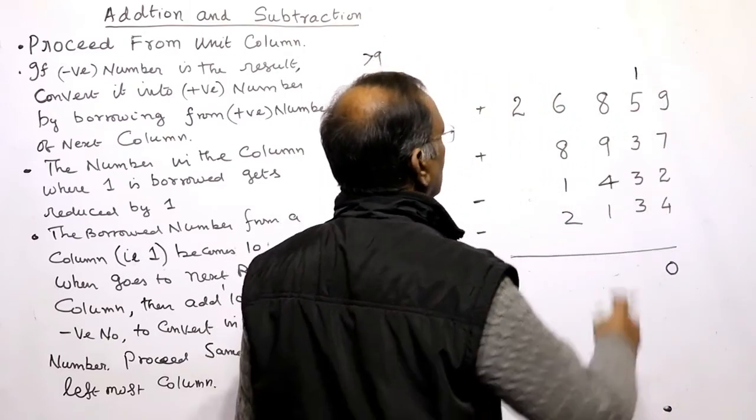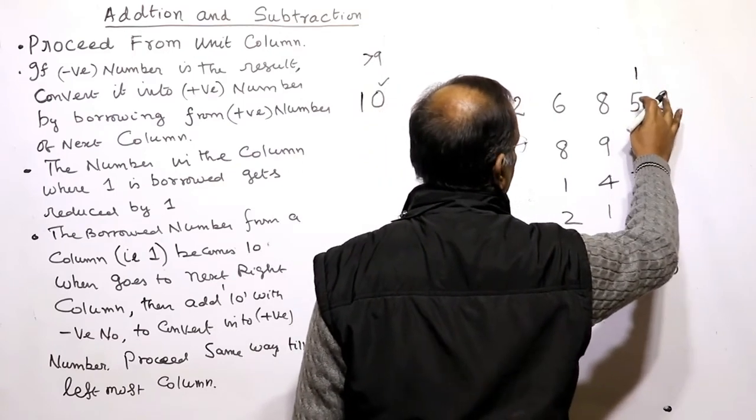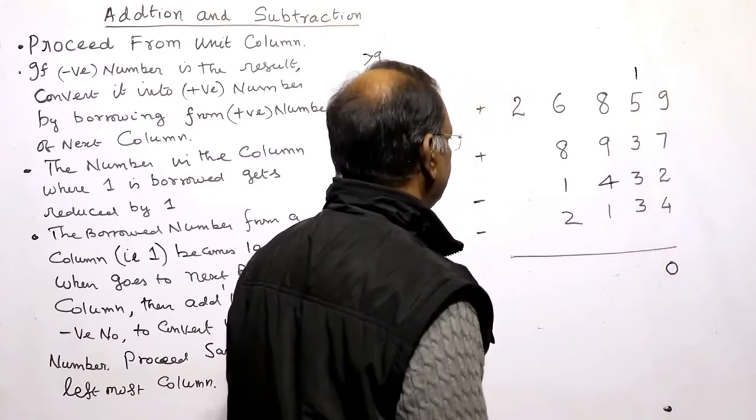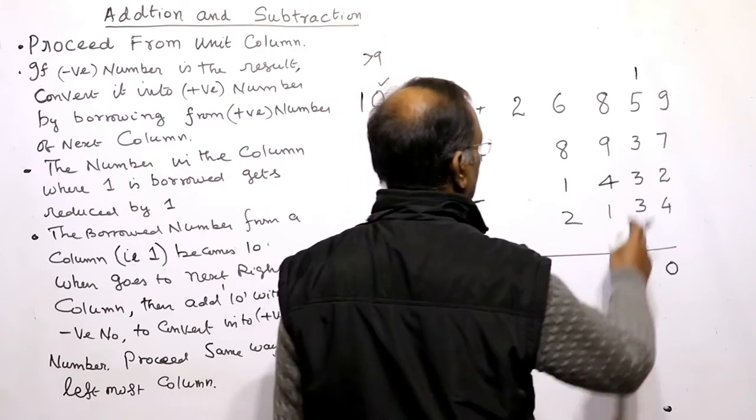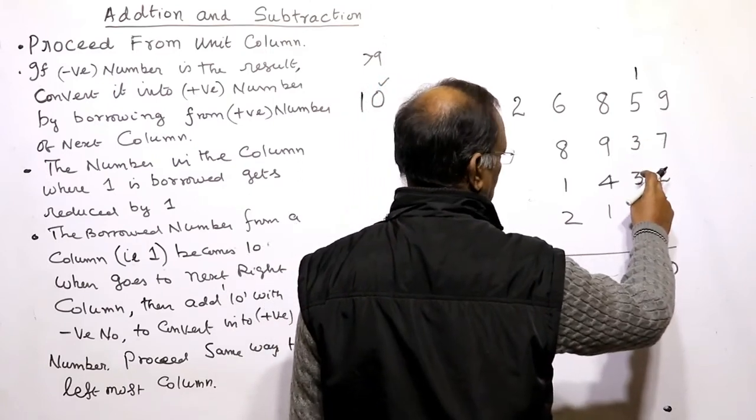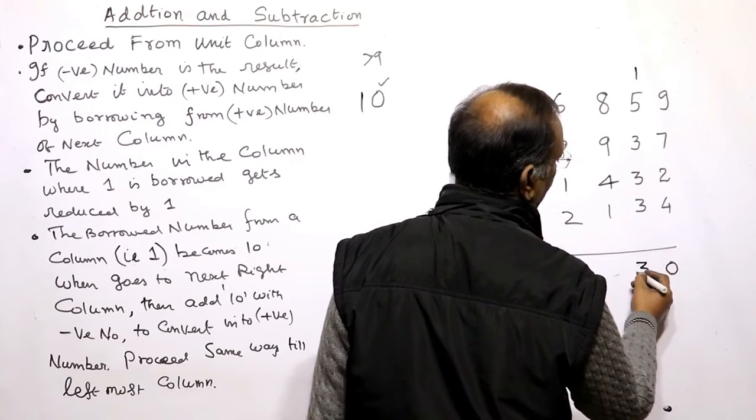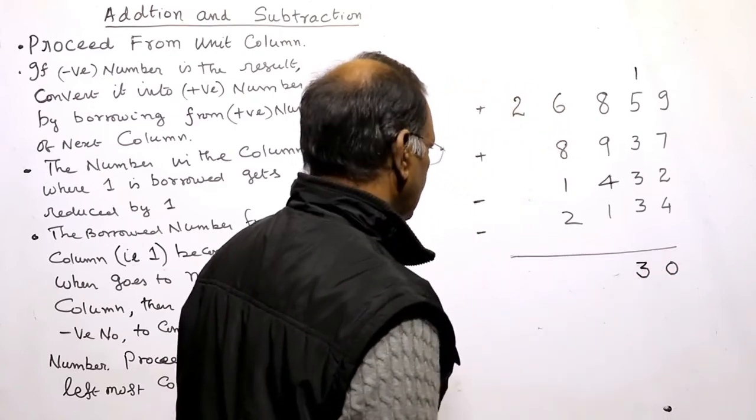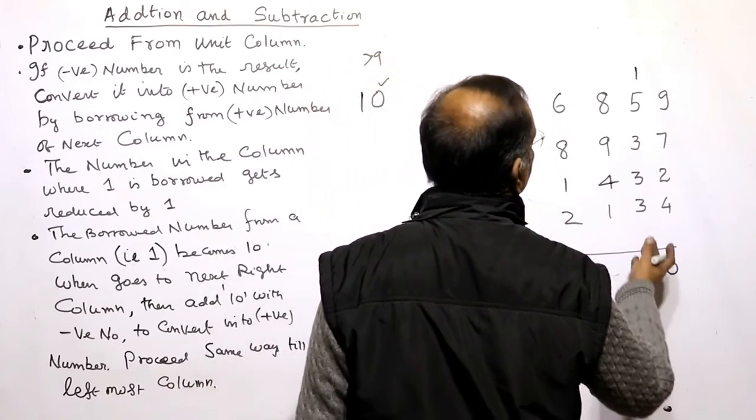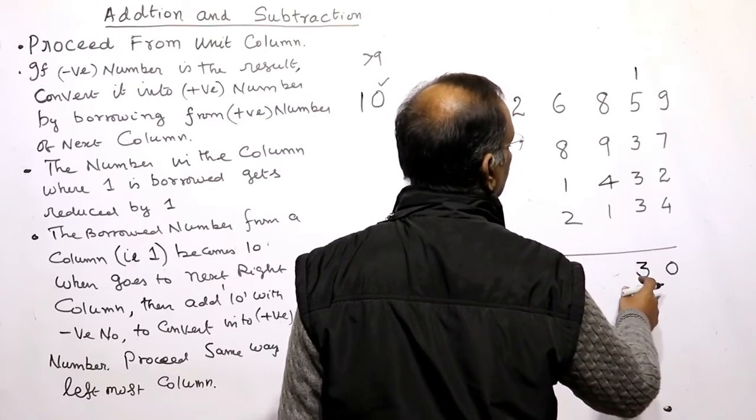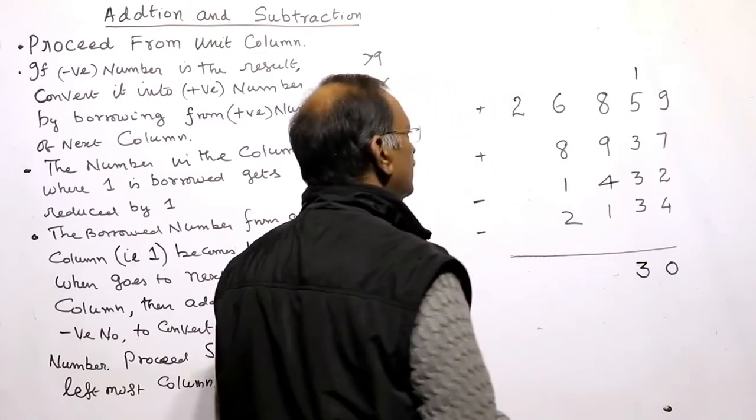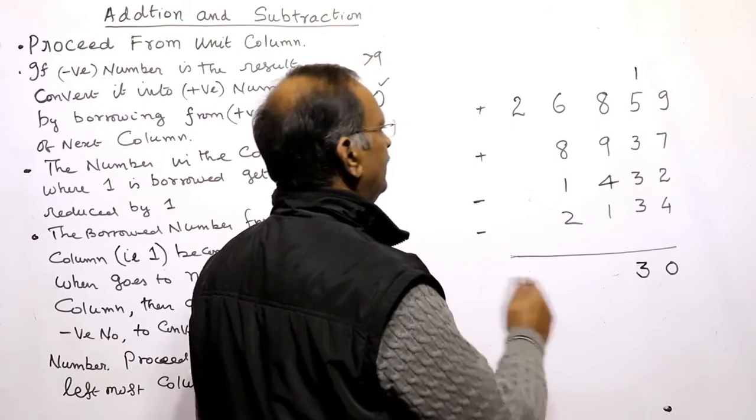Now this becomes 1 plus 5 is equal to 6. 6 plus 3 is equal to 9. 9 minus 3 is equal to 6. 6 minus 3 is equal to 3. Next digit. Okay, now again, here a single digit is coming. We need not worry about borrow or carry forward.